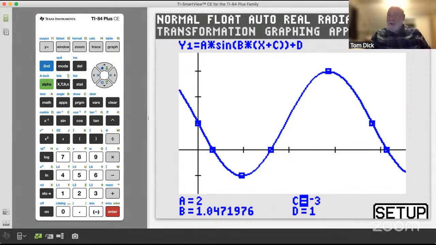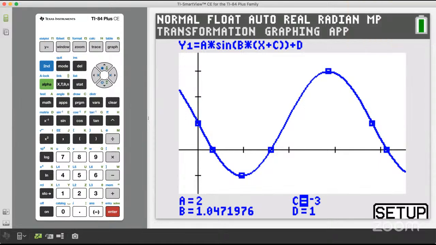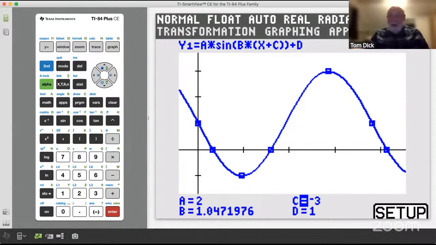I'll stop the share there unless there's something in the chat, Curtis, that we should try to address. I haven't seen anything in the chat. Okay, I'll stop the share and turn it back over. That transformation graphing app is sure a handy tool. Yeah, very nice.